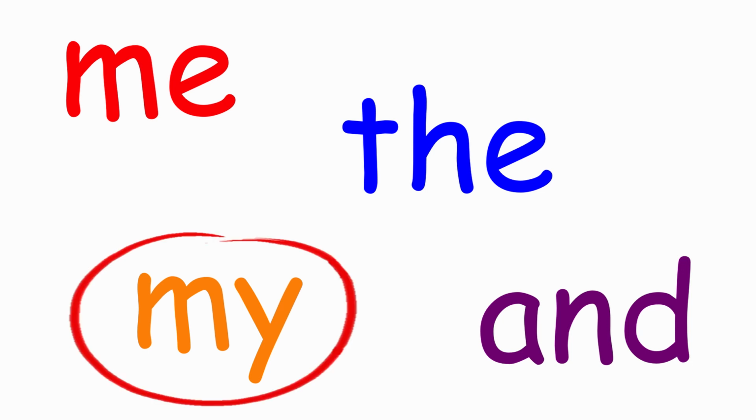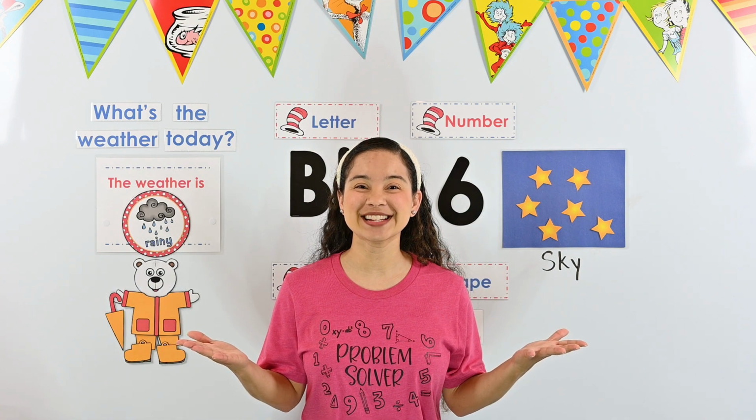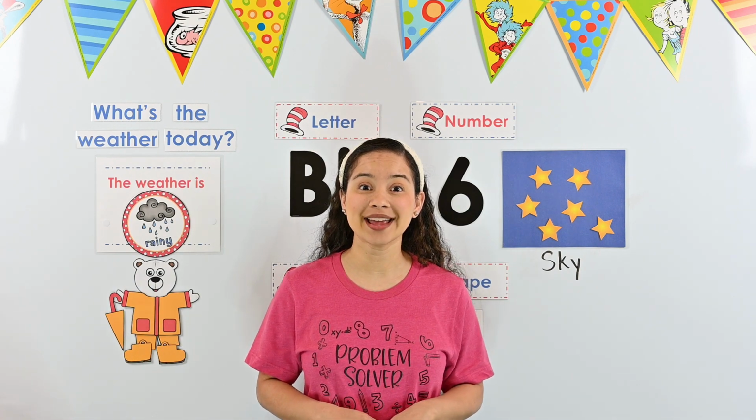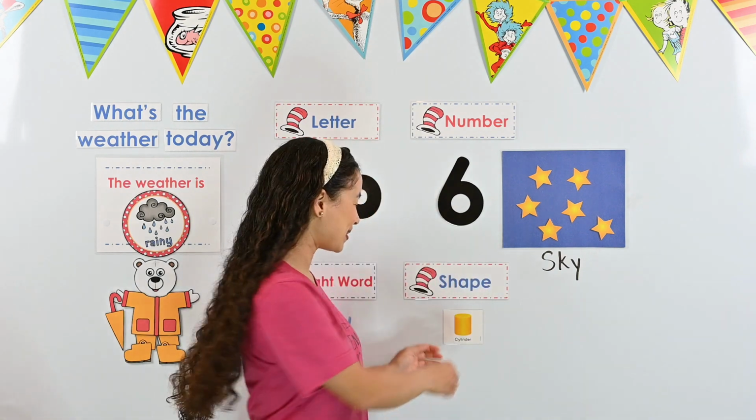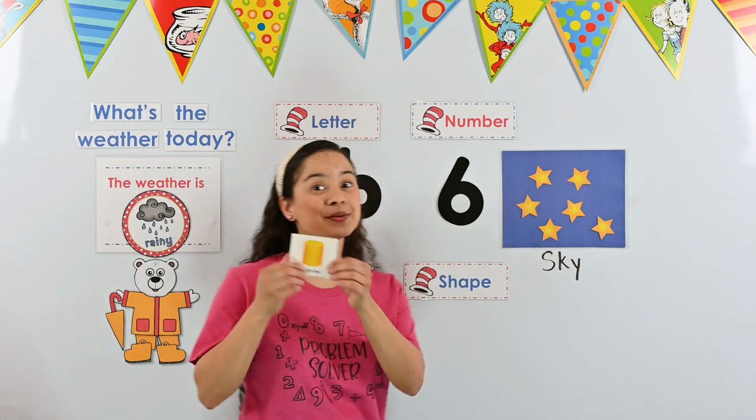If you chose this word, you are correct. These are the letters M-Y. M-Y spells my. Excellent work, friends. Were you able to find the word my? Fantastic. Okay, now let's move on to our shape of the week.